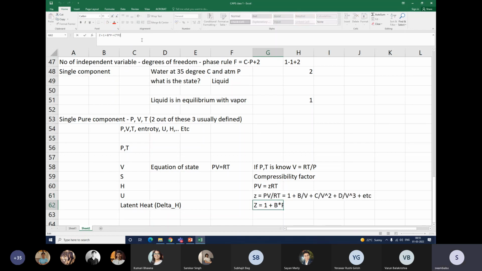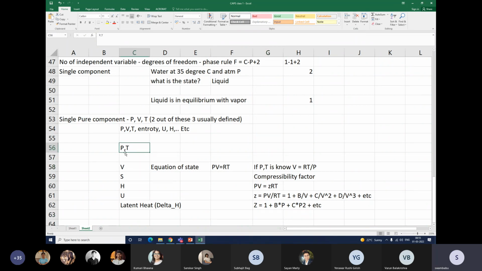So this is the real gas equation of state. So what is the use of this? Suppose if you know B, C, D, we will be able to predict the compressibility factor. Then we will be able to estimate the volume.